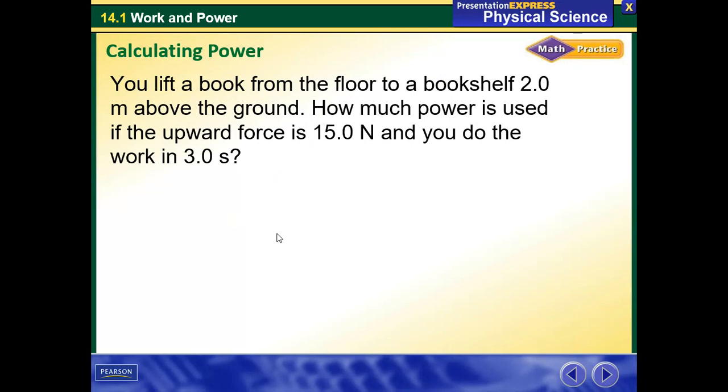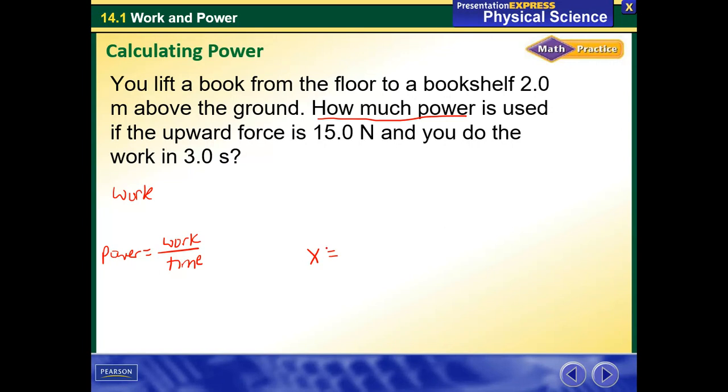Now here I have a problem that's a little bit more challenging because we need to recognize a couple things. It says you lift a book from the floor to a bookshelf 2 meters above the ground. How much power is used if the upward force is 15 newtons and you do the work in 3 seconds, not 30. We should recognize that it's asking for power. So power equals work divided by time. So power is our unknown. We're going to throw X in for power. And it's asking for work and time.